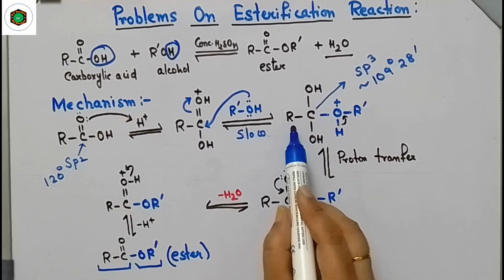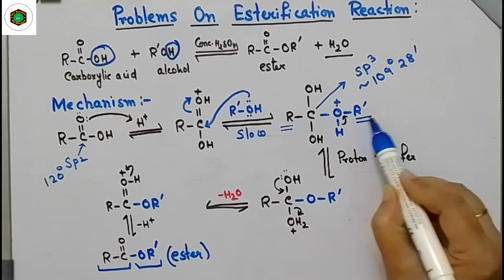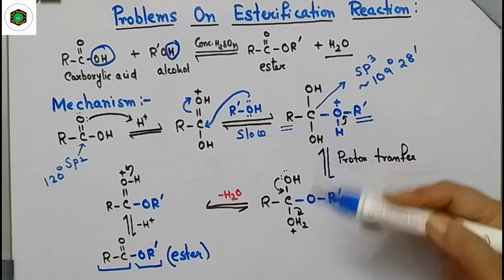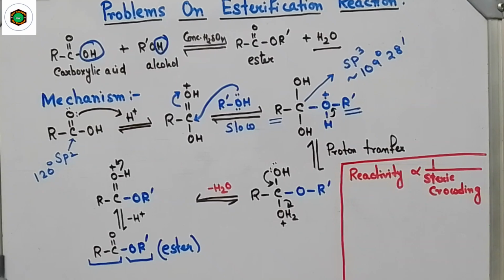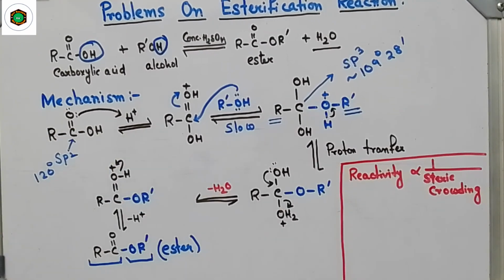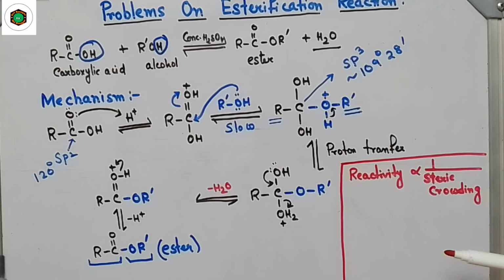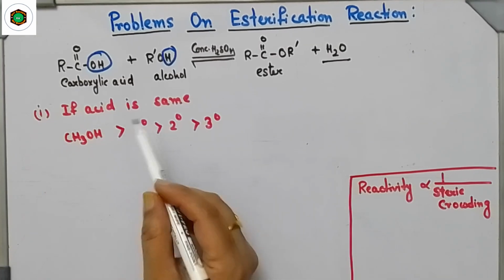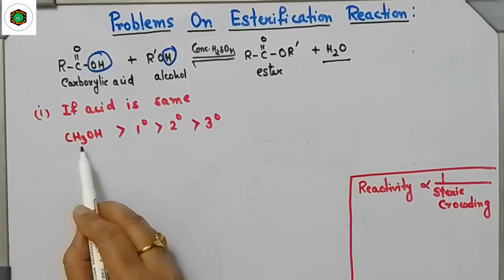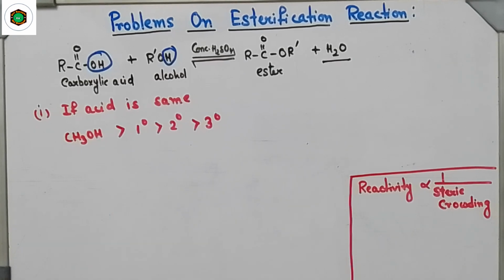So if there is steric crowding here in the carboxylic acid part or in the alcohol part, reaction rate will be slow due to steric reason. So we can say reactivity is inversely proportional to steric crowding in the acid part or in the alcohol part. Means with increasing steric crowding, reactivity will decrease. So if acid is same, then reactivity will depend on alcohol part.